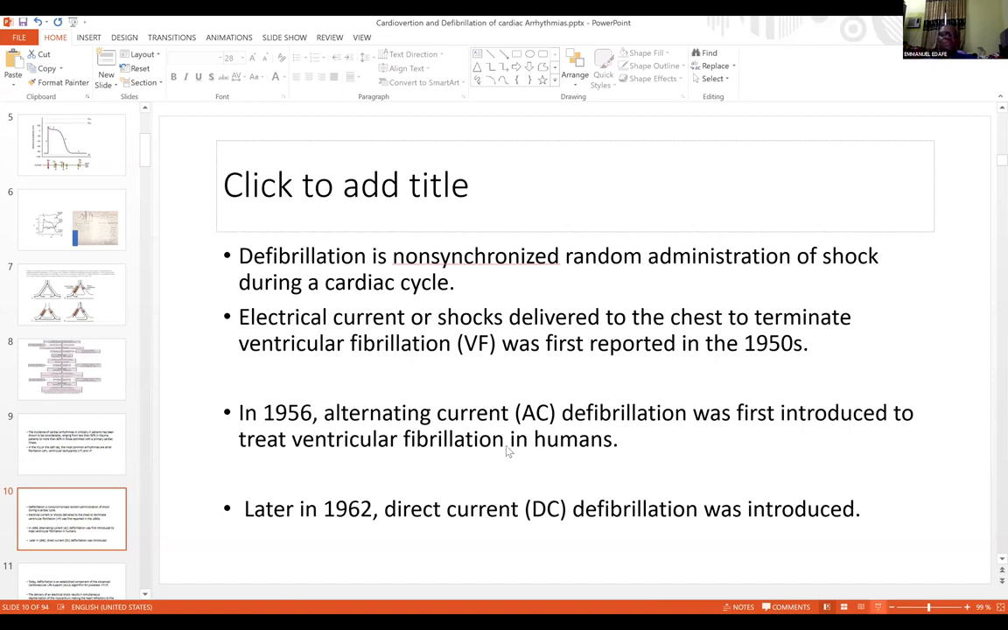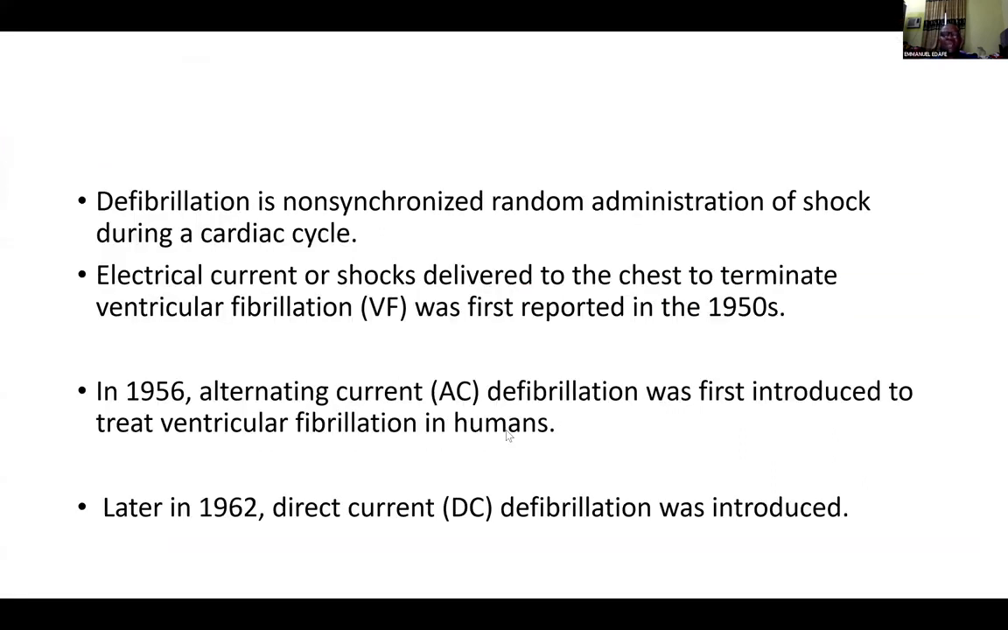So, if defibrillation, you can apply it at any point within the QRS complex, while in cardioversion, you have a specific point to apply it. And that is why we do synchronization in cardioversion. Synchronization helps you to know that the dots are on top of the QRS complex, on top of the R wave in the cardiac cycle for you to apply your shock.